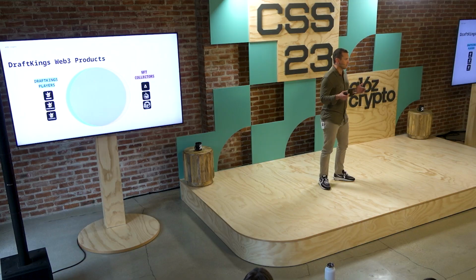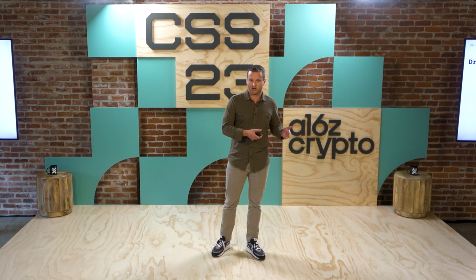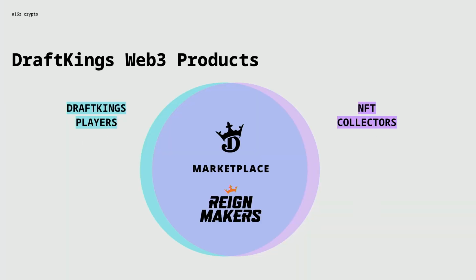So what does that do? Well, let's root it back to our growth metrics. That helps us lower customer acquisition cost, or CAC, helps us increase the long-term value of those customers, and helps us grow the addressable market, or the TAM. And so we built and launched the DraftKings NFT Marketplace and Rainmakers, which is an NFT gamified platform.